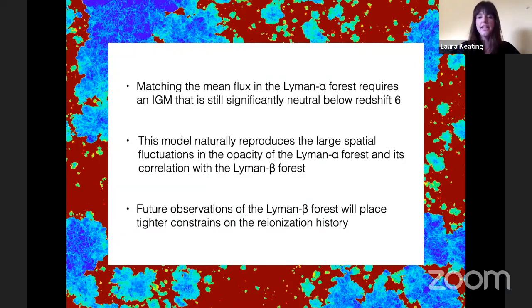And once you get that, you find that a range of other observations naturally fall out, including matching the scatter in the Lyman-alpha forest, as well as its correlation with the Lyman-beta forest. And future observations of the Lyman-beta forest will place much tighter constraints on the reionization history. So thank you.